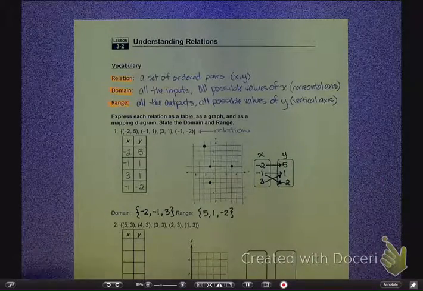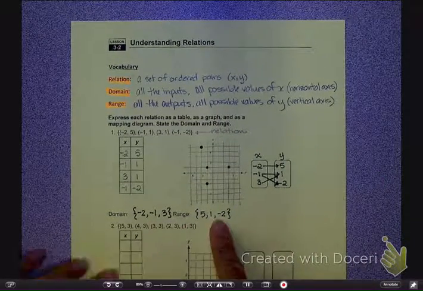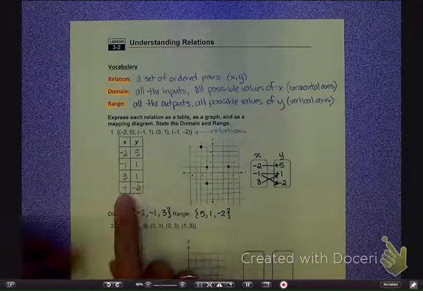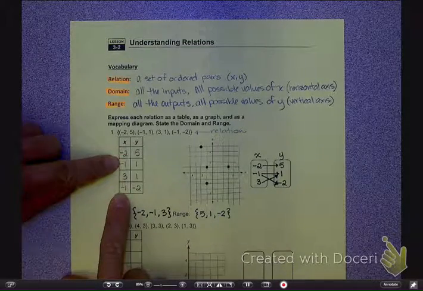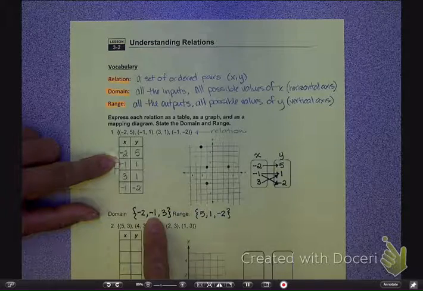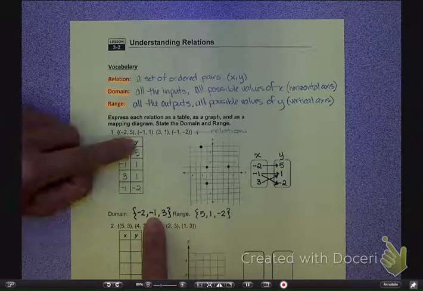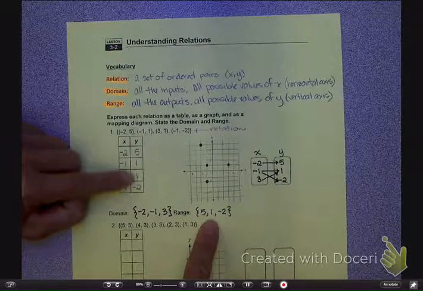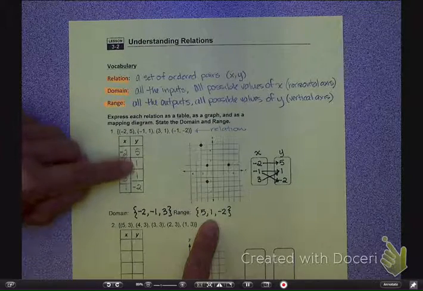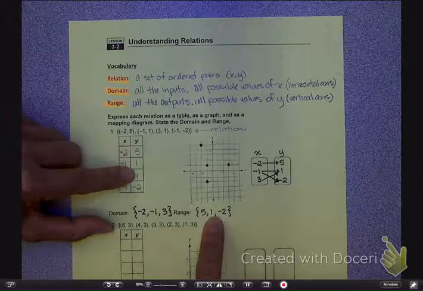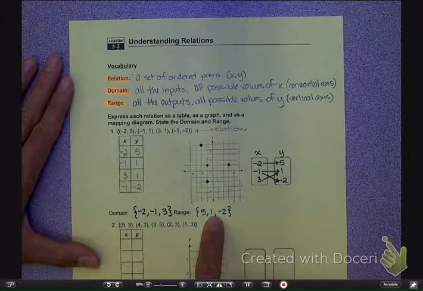Okay. Now remember, when you write your domain and range, if you have multiple x values that are the same, like here you have negative 1 and 1, you do not need to repeat them. You can just write it one time. Same thing in the y value for the range. If you have multiple y values that are the same, you don't need to write them again. That's why I'm only writing one time.